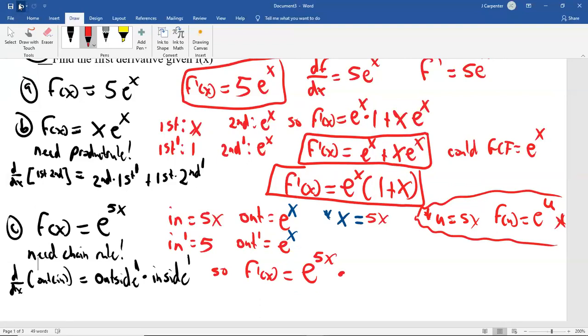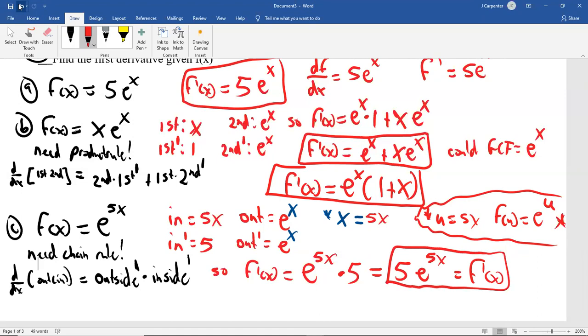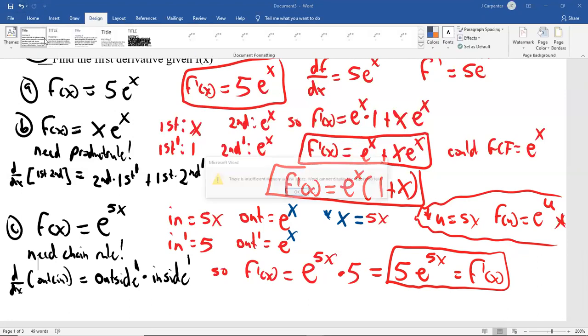Times the derivative of the inside, well, that was the 5. But we don't like constants being at the end, so we just reorder this as 5 times e to the 5x. That is our derivative. Now, I could do 3 or 4 or 5 or 20 more of these, and hopefully everyone would eventually pick up on the pattern.